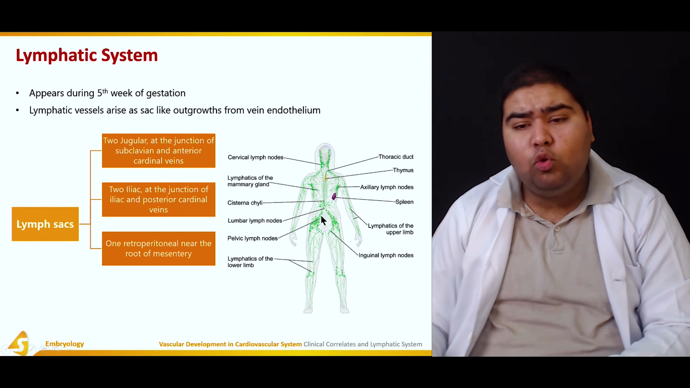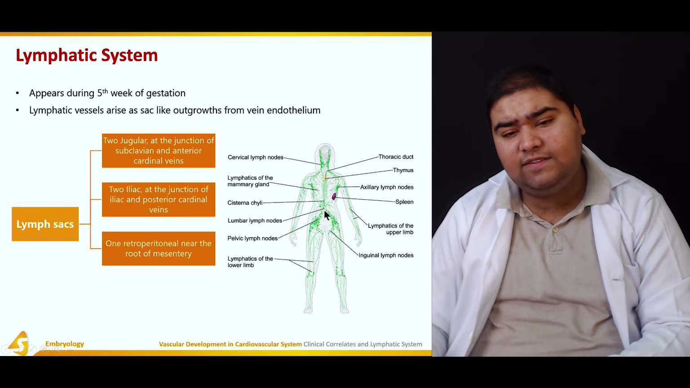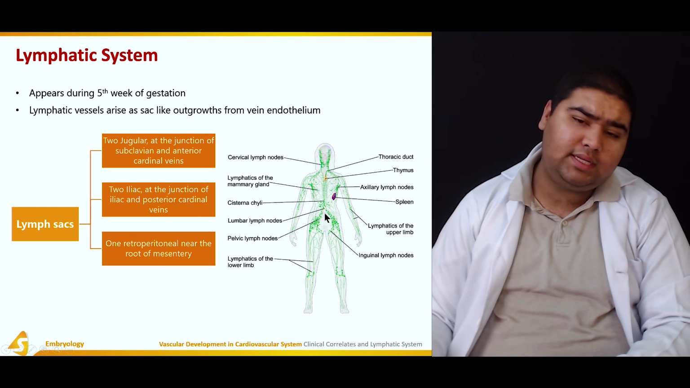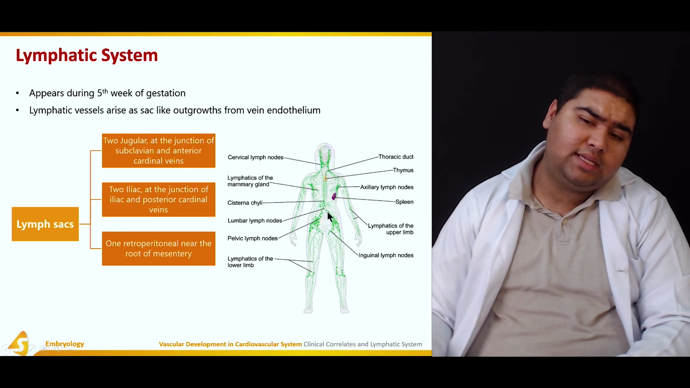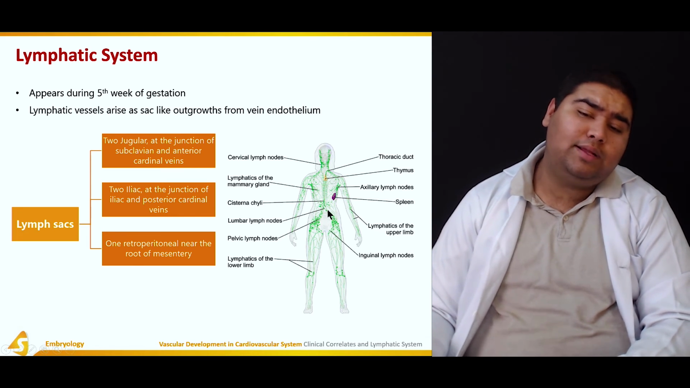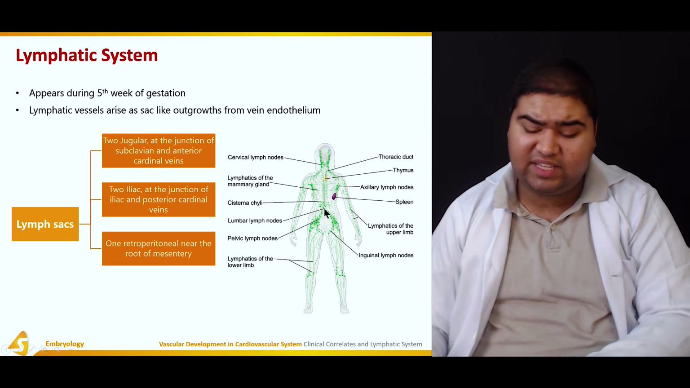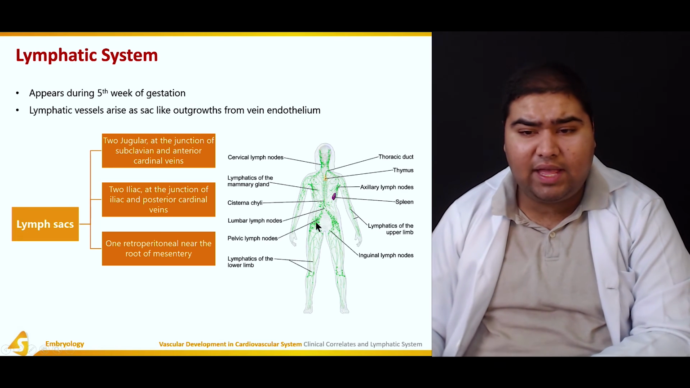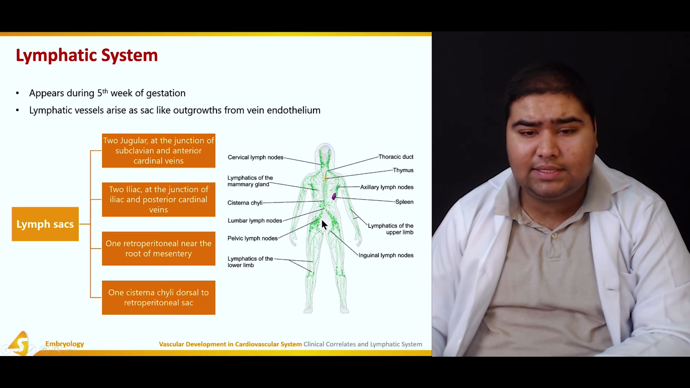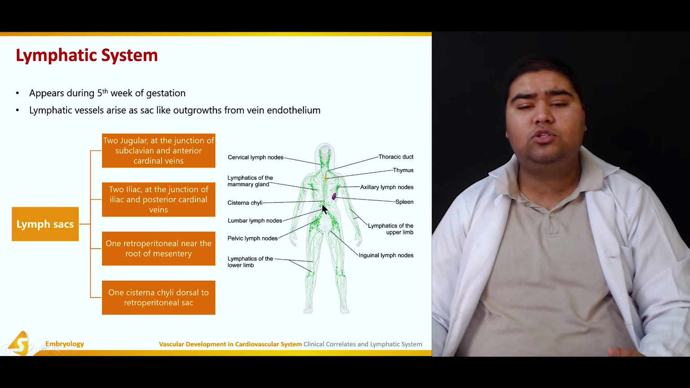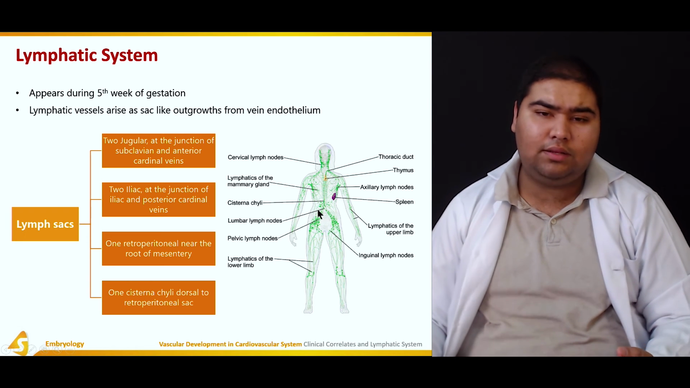We have 1 retroperitoneal lymph sac, which is near the root of the mesentery. So the root of the mesentery is in this region. It is moving obliquely downwards, and this is the region where the retroperitoneal lymph sac lies. And finally, we have the cisterna chyli. This is the cisterna chyli, which is dorsal to the retroperitoneal sac.